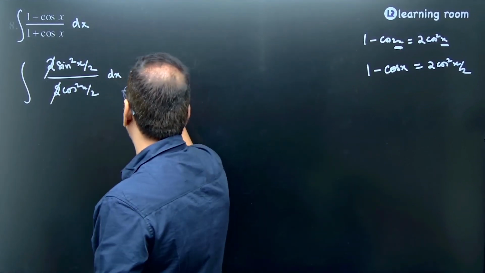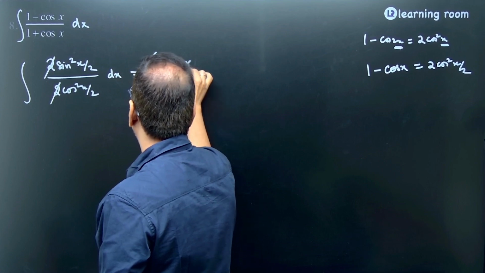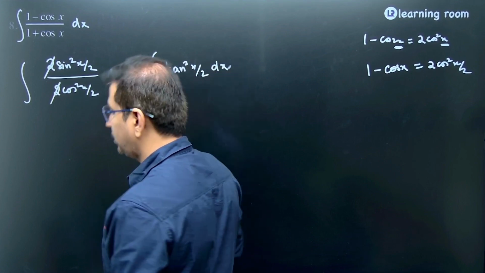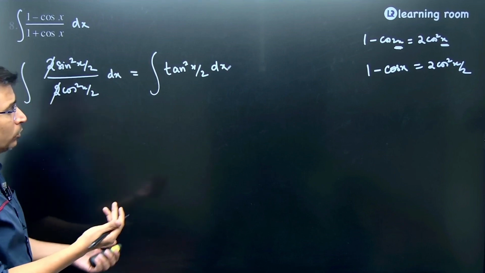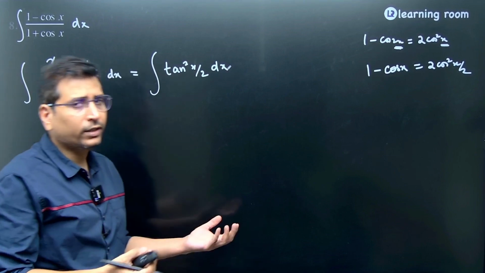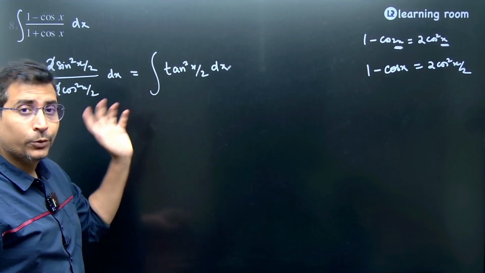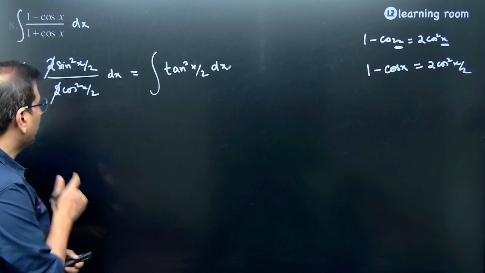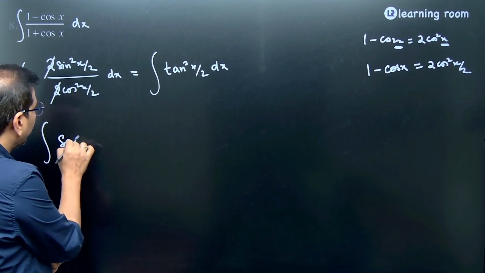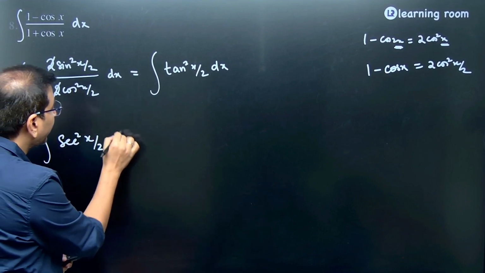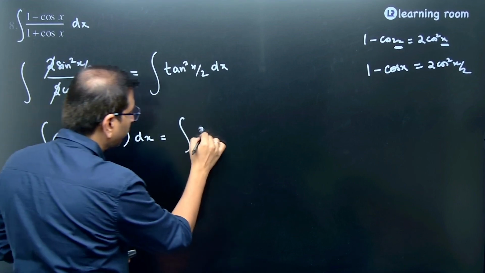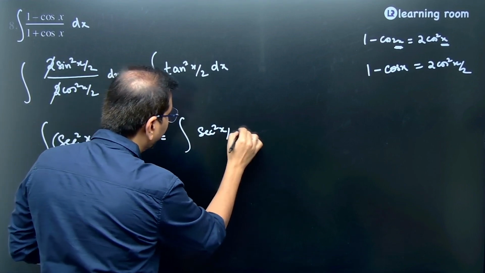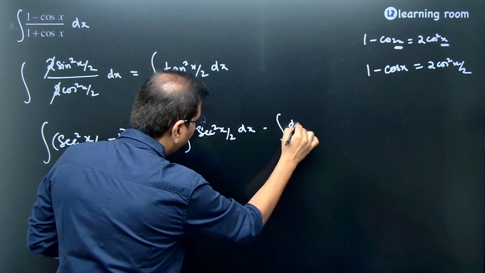Right. So having said this, you will have integral of tan square x by 2 times dx. We know that we don't have a direct integral for tan square. Whenever you have tan square, you need to write it as secant square minus 1. So it will get converted as integral of secant square x by 2 minus 1 times dx, which is integral of secant square x by 2 dx minus integral of dx.